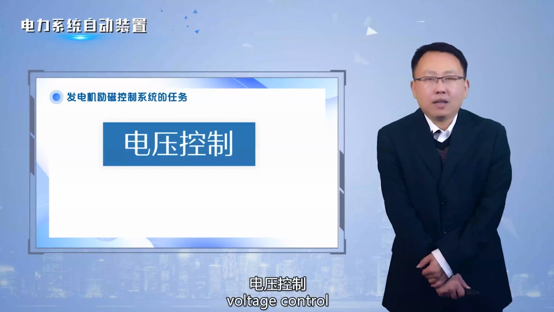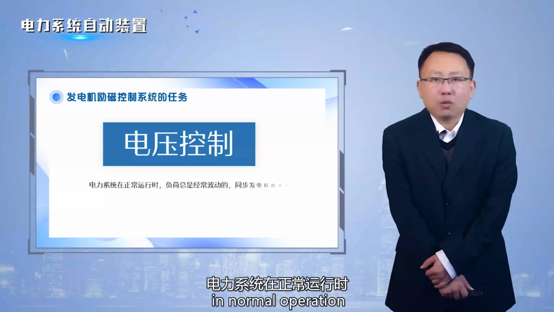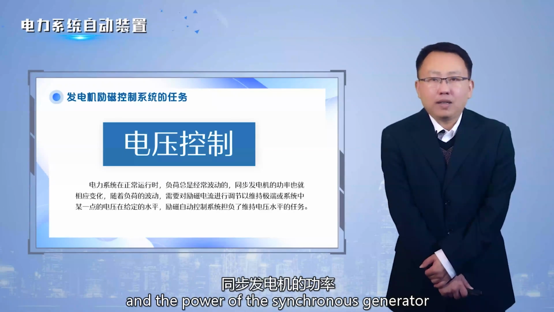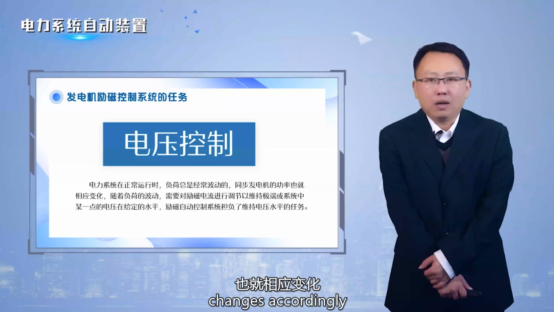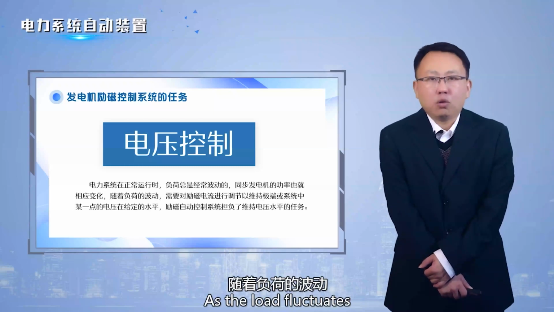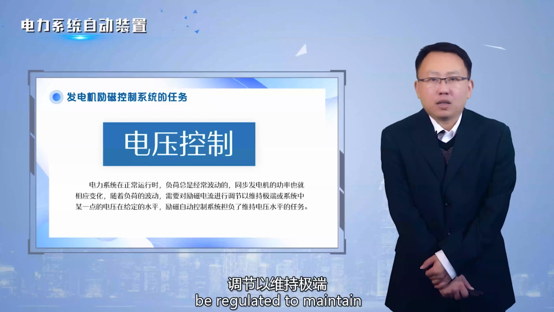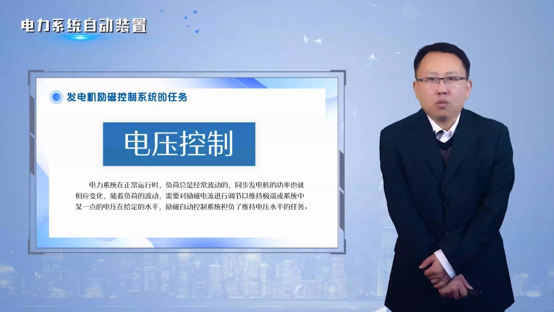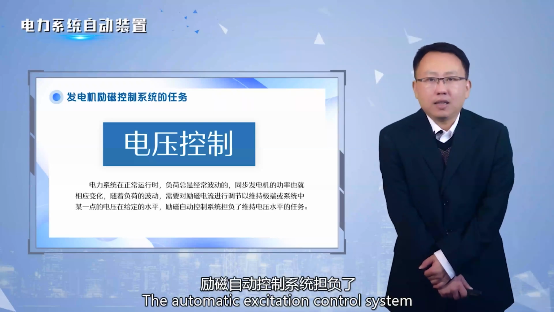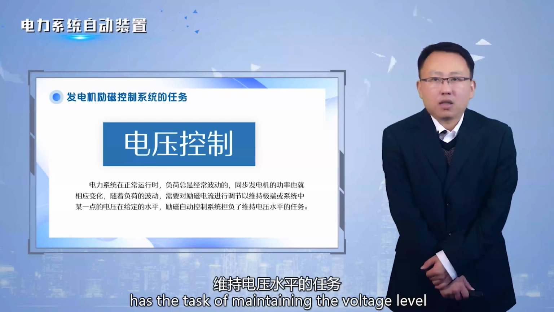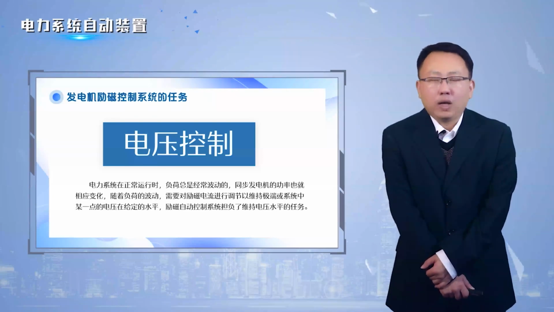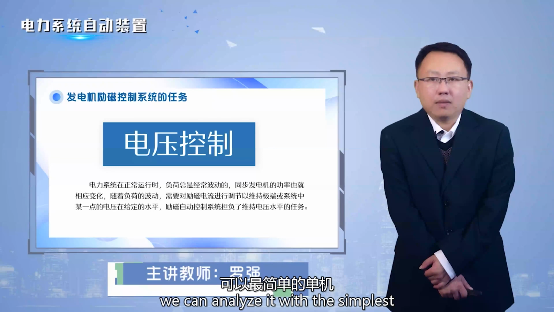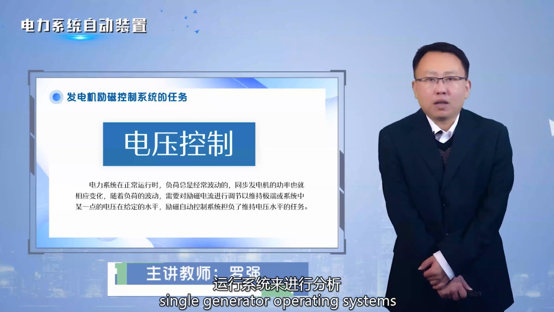First, let's talk about voltage control. When the power system is in normal operation, the load always fluctuates frequently and the power of the synchronous generator changes accordingly. As the load fluctuates, the excitation current needs to be regulated to maintain the voltage at an extreme or point in the system at a given level. The automatic excitation control system has the task of maintaining the voltage level. To illustrate its basic concepts, we can analyze it with the simplest single generator operating system.